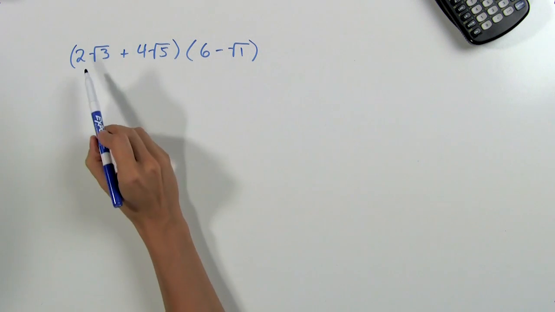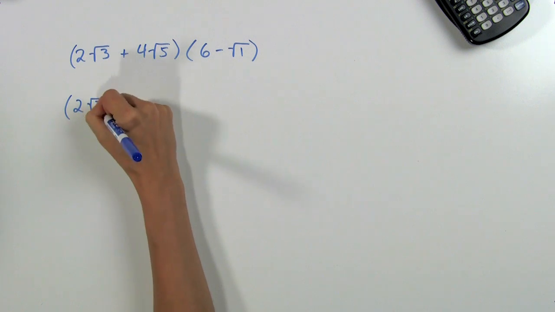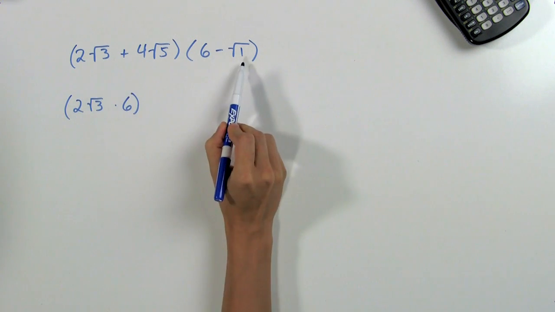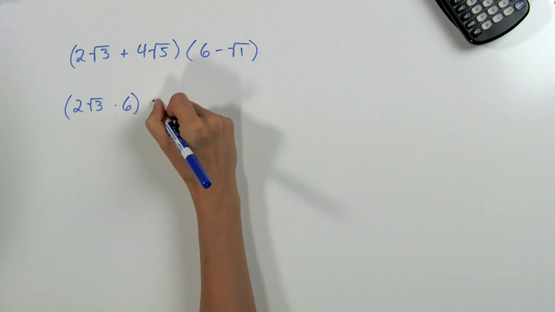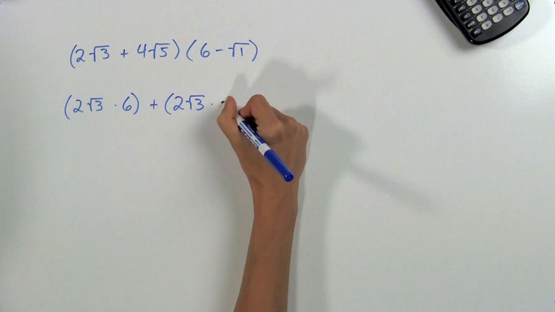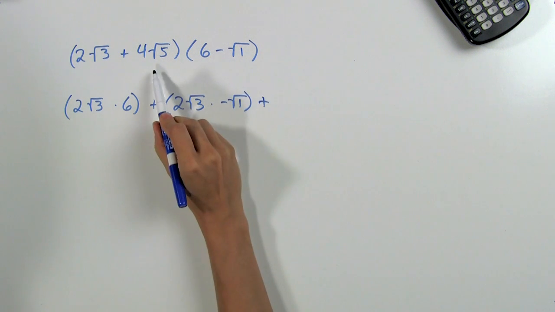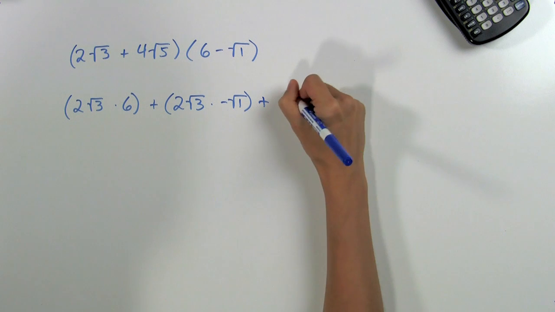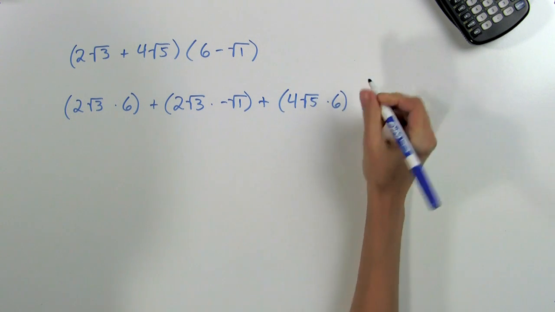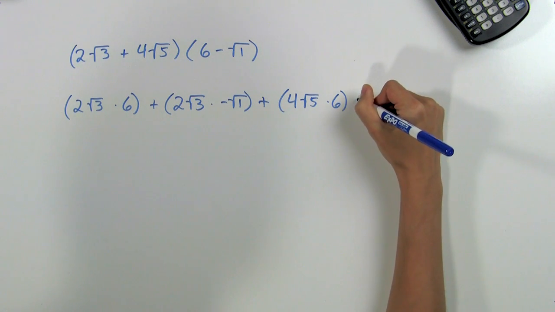So we have first 2 square root 3 times 6, outside 2 square root 3 times negative square root 1, then the inside 4 square root 5 times 6, and lastly, the last, 4 square root 5 times negative square root 1.